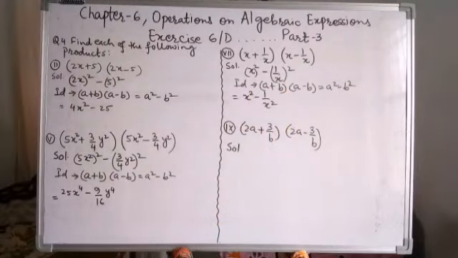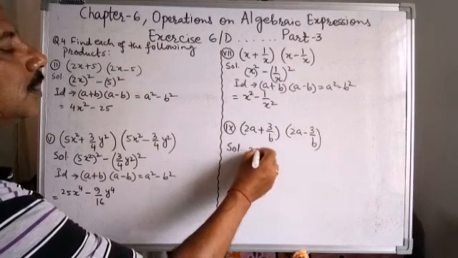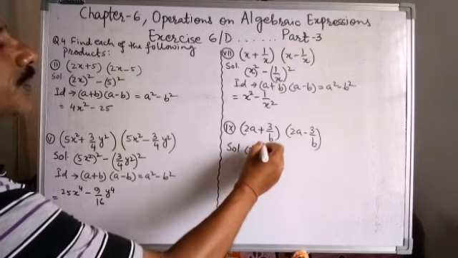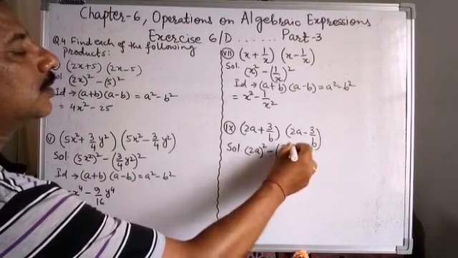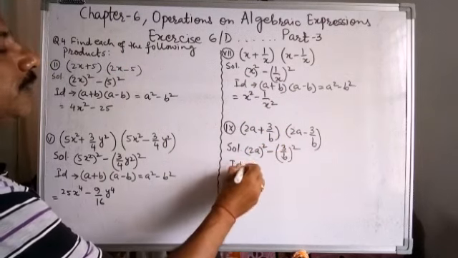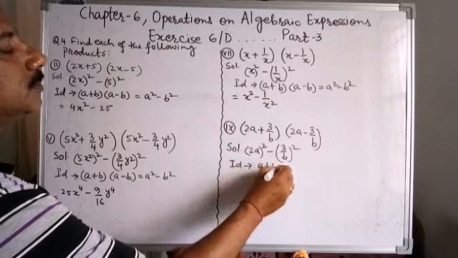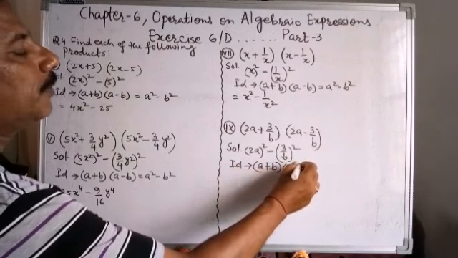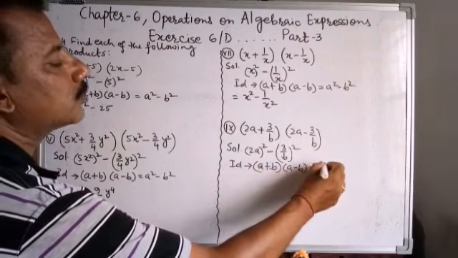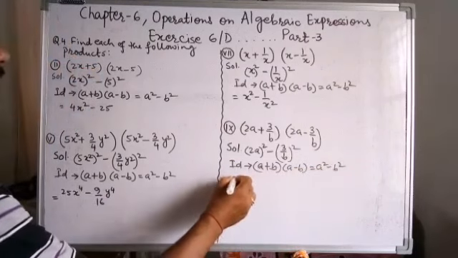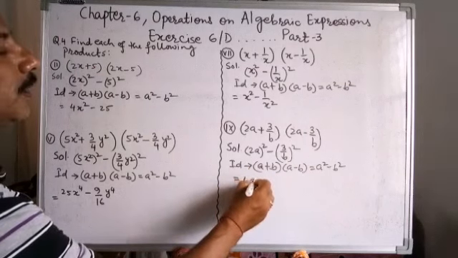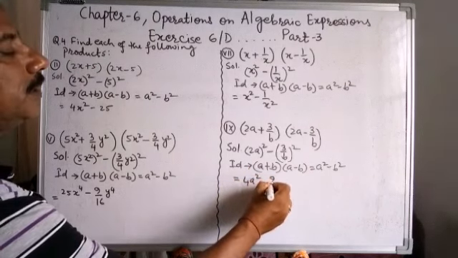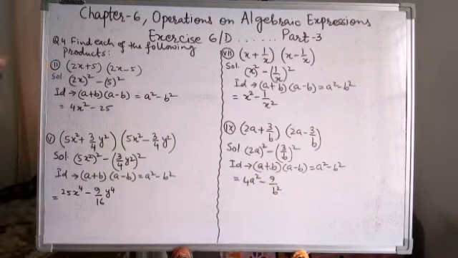Now question number 9. Here also we have (2a minus 3b) whole square. Using the identity (a plus b)(a minus b) equal to a square minus b square, their product is now equal to 4a square minus 9b square.